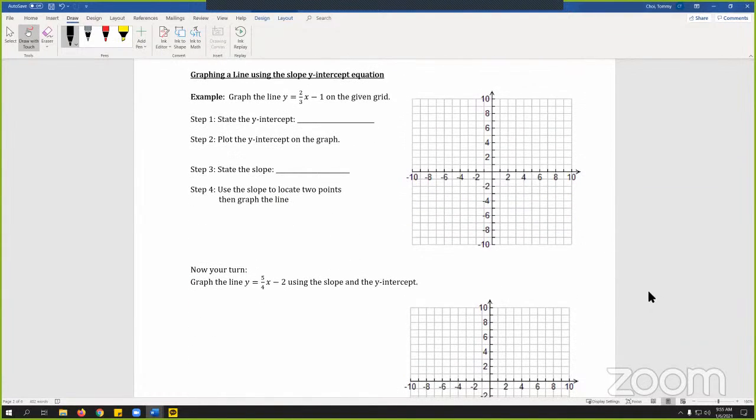Now let's graph it. So what if I give you the slope-intercept form and I ask you to graph it? Is this coming on the test? Yes.